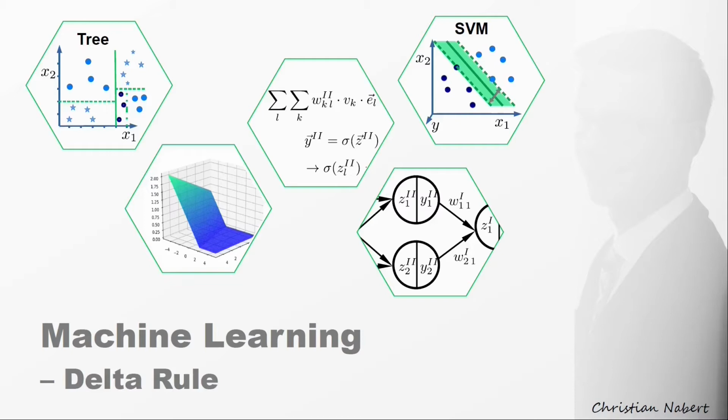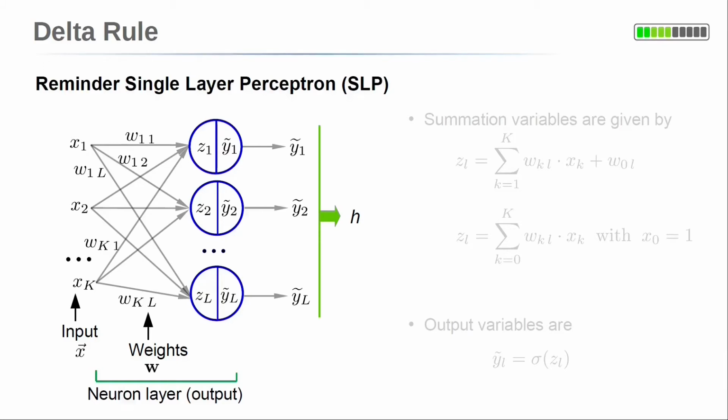In this section, we will learn how to train a single layer perceptron. This leads to the famous delta rule. Let's start with reconsidering the single layer perceptron.